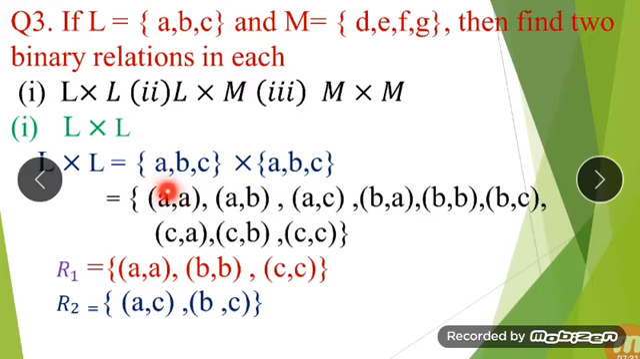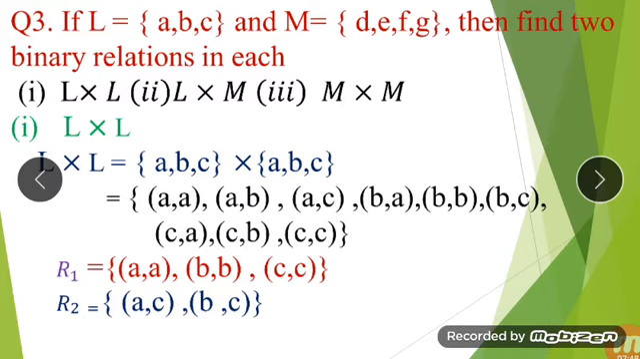So L into L, set L is written, then again multiplication sign and set L. So A with A, A with B, A with C, then B with A, B with B, B with C, C with A, C with B and C with C. So 3 and 3 will be 9, so there are 9 ordered pairs in L cross L.